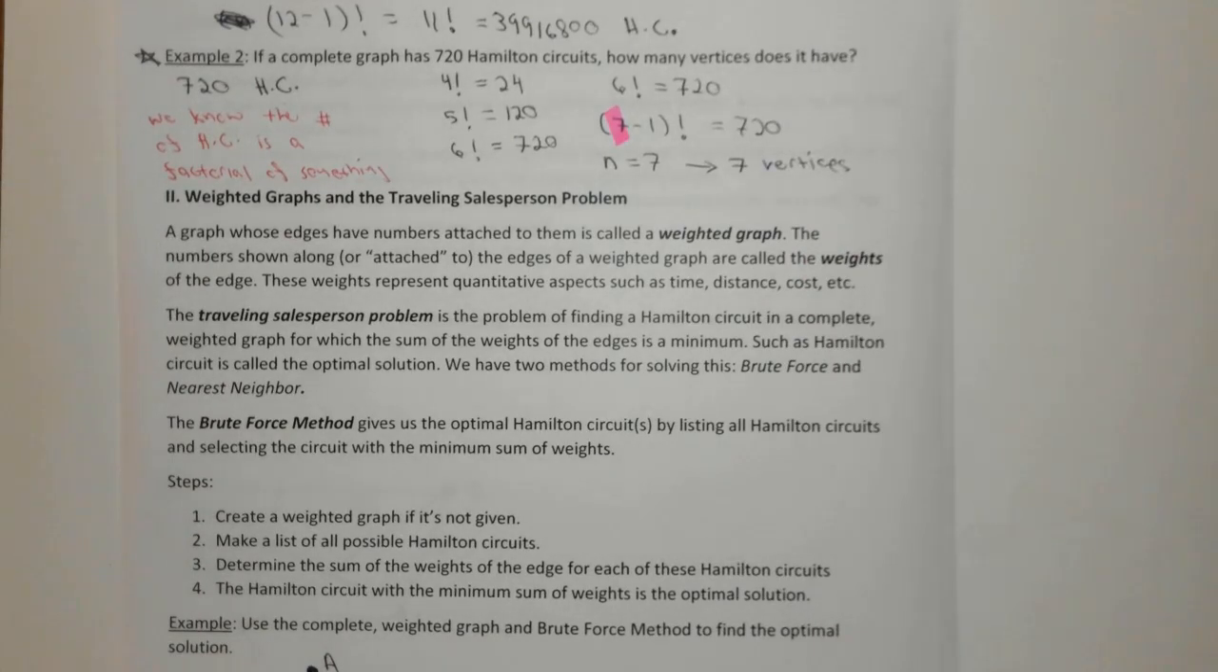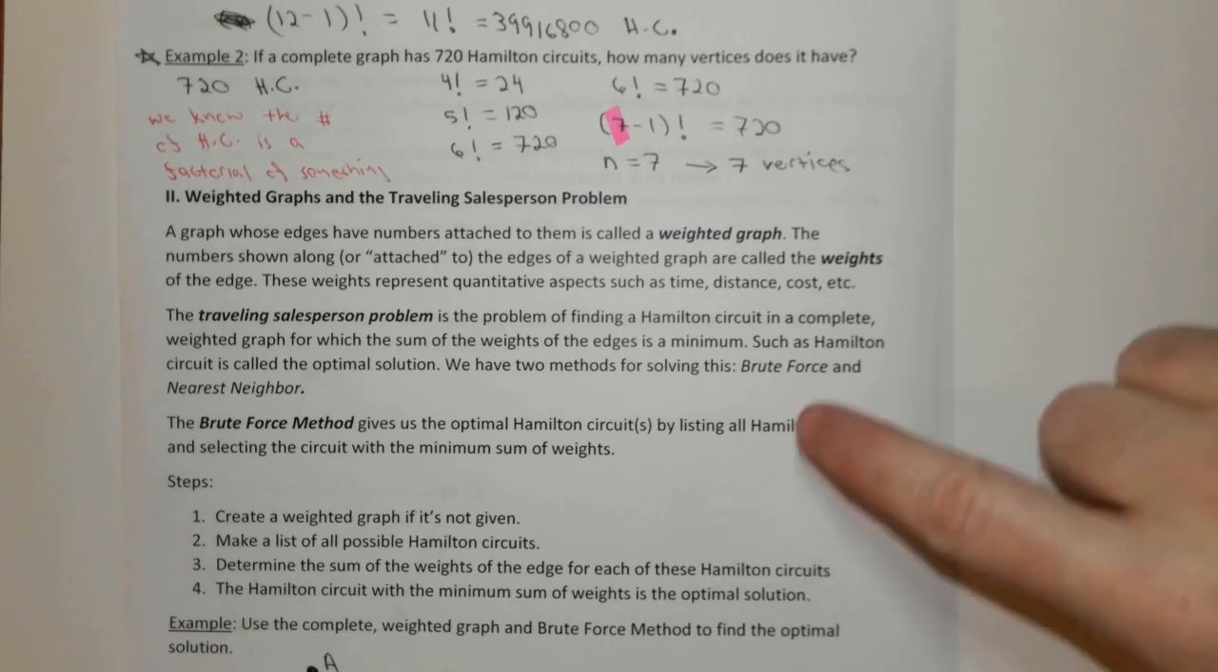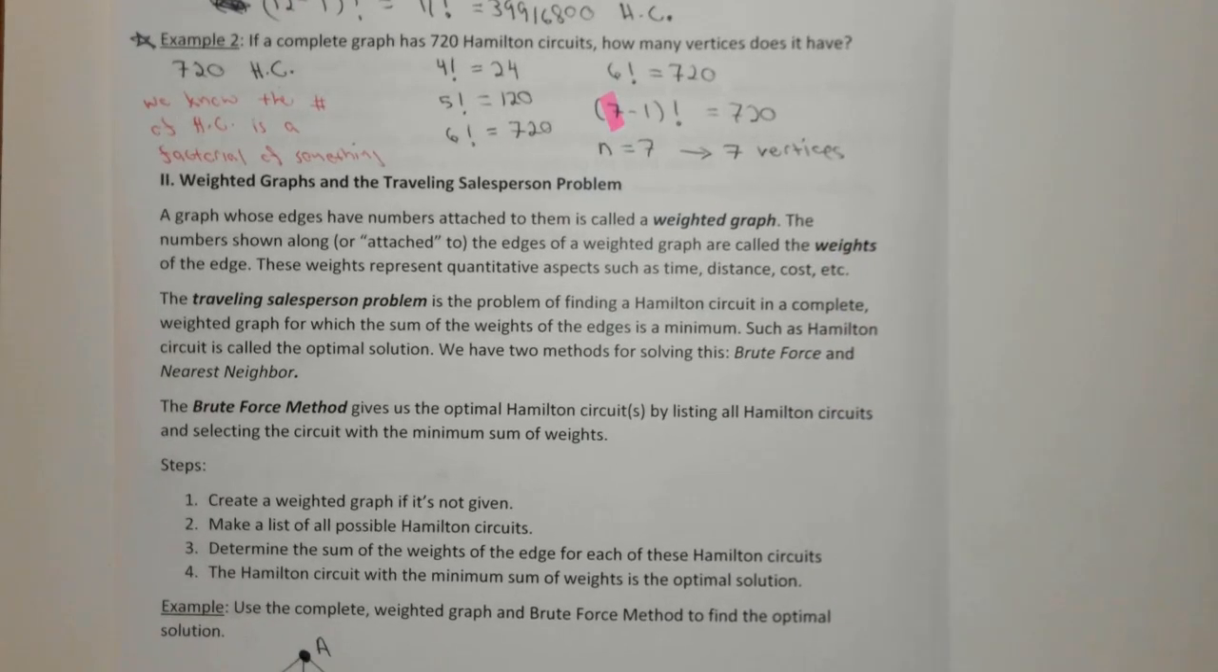That could represent cost or time, usually aspects of business that we want to minimize so we can spend less money or save time. Before we get to that, we have the traveling salesperson problem, which is finding a Hamilton circuit in a complete graph in which the sum of weights is minimized. Such a circuit is called the optimal solution. We have 2 methods to do that. We have brute force, which we'll talk about on this page, and then we have nearest neighbor, which we'll talk about next.